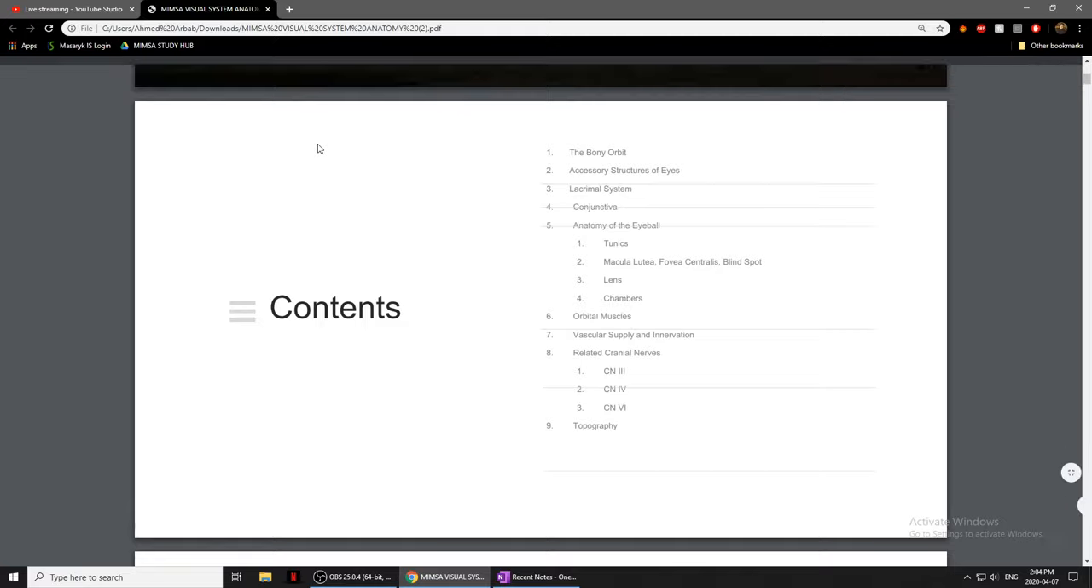So I'll go through it from the outside in. The bony orbit first, then the accessory structures of the eye on the outside, the lacrimal system with the apparatus, then the conjunctiva, and then we move to the eyeball, its layers and parts. Then we move to the orbital muscles, the vascular supply and innervation of the eye, and then we'll finally go into the cranial nerves. And the last thing we'll do is just an overview of the topography of that region.